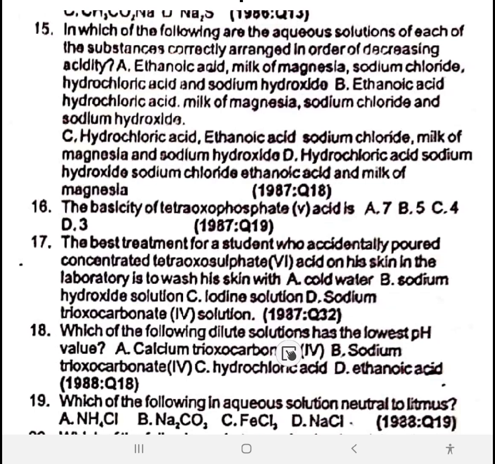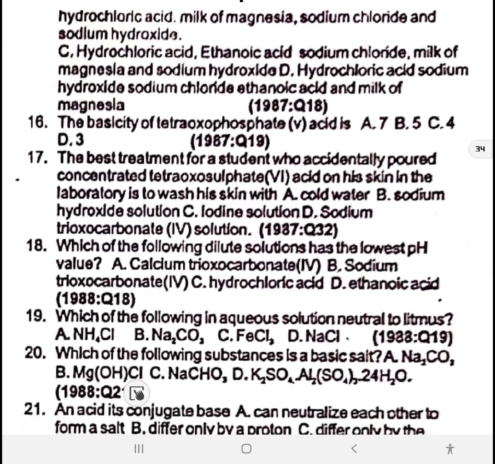18, which of the following dilute solutions has the lowest pH? Let's see, calcium trioxocarbonate 4, sodium trioxocarbonate 4, hydrogen chloride. 18 is option C, hydrochloric acid, followed by ethanoic acid, whose chemical formula is CH3COOH.